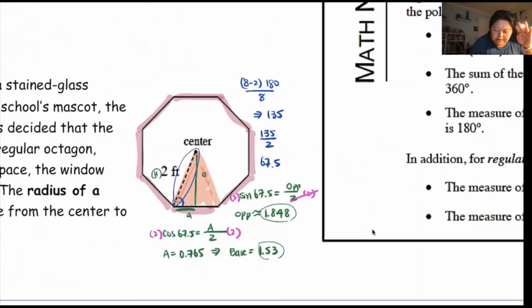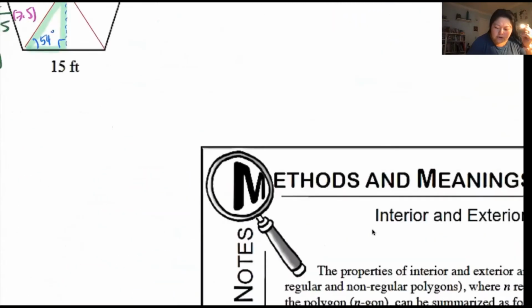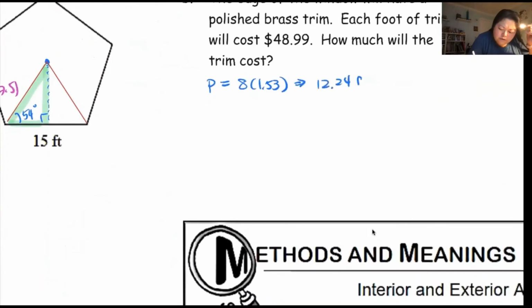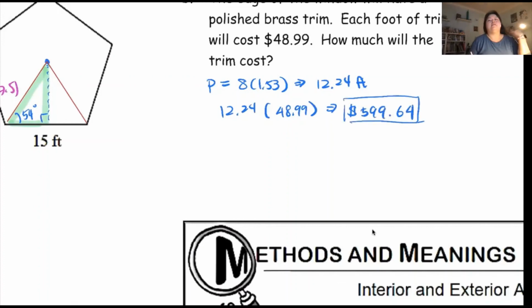right? And we got the base to be 1.53. There's 8 sides, so we can go ahead and utilize that and go 8 times 1.53, that's your perimeter. So 1.53 times 8 to get 12.24 feet, and each foot costs $48.99. So we're going to take 12.24 feet times $48.99, because that's how many feet we need, right? So $48.99, it's going to cost us $599.64. Well, that's very, very expensive, but that is the cost of the window trim.